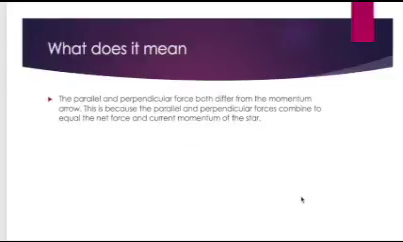As you can see in part 1, the perpendicular and parallel forces both differ from the momentum arrow. This is because the parallel and perpendicular forces combine to equal the net force and the current momentum of the star as it travels in a circular orbit around the black hole.